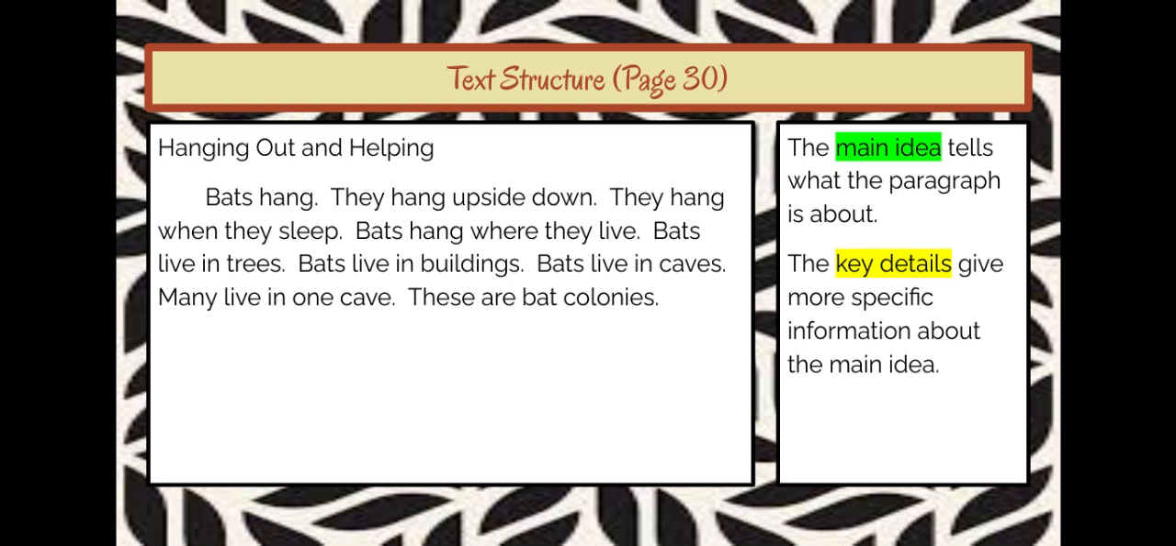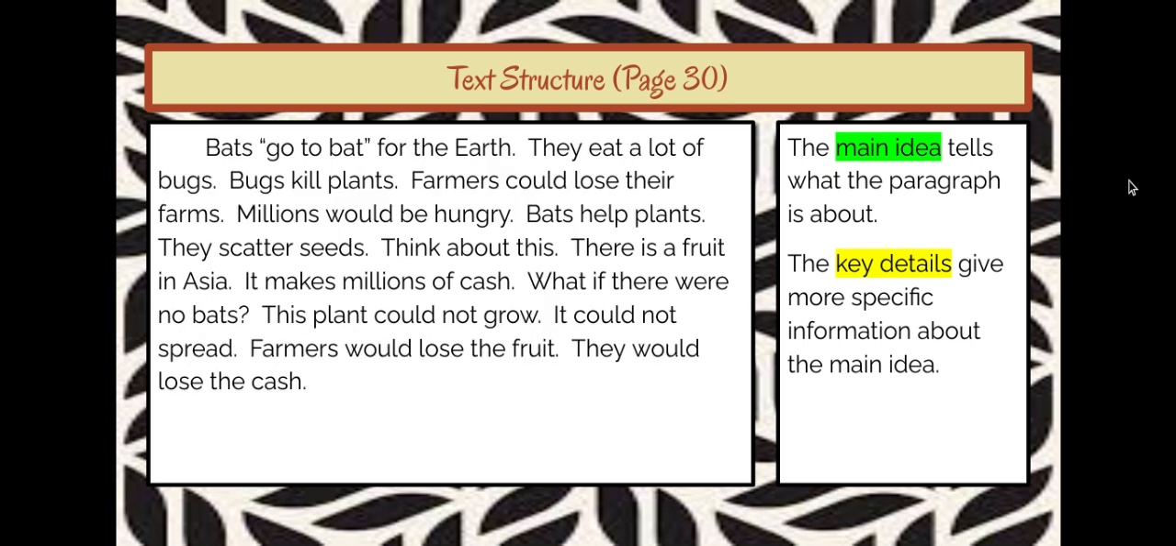Now let's look at that second paragraph in hanging out and helping. Bats go to bat for the earth. They eat a lot of bugs. Bugs kill plants. Farmers could lose their farms. Millions would be hungry. Bats help plants. They scatter seeds. Think about this. There is a fruit in Asia. It makes millions in cash. What if there were no bats? This plant could not grow. It could not spread. Farmers would lose the fruit. They would lose the cash.